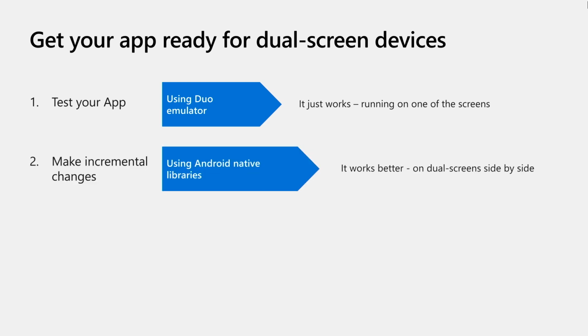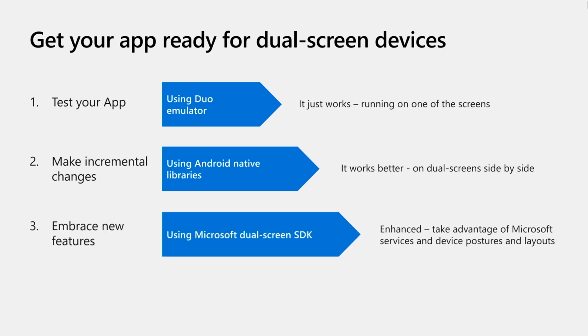Step 2 is making incremental changes to incorporate more Android features. Additions like pen input, drag and drop support, widgets, and other Android features can benefit your users on all devices, not just Surface Duo, but they really light up with two screens.